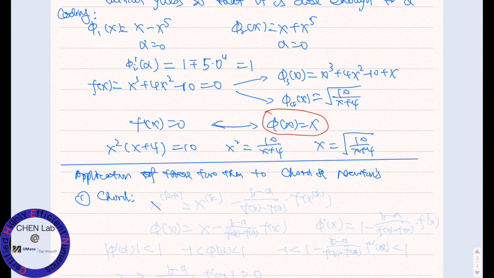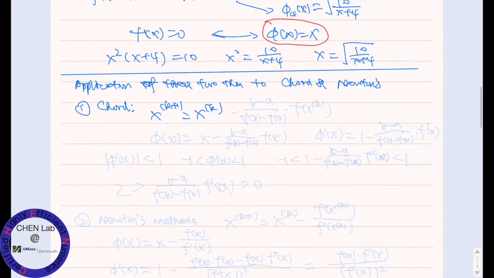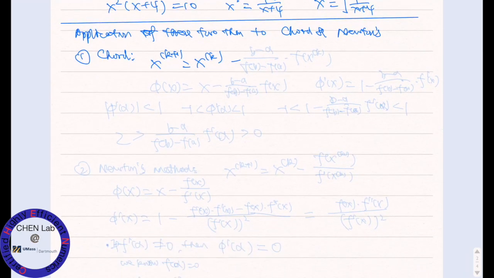for the chord, remember the chord is that x k plus 1 is x k minus f of x k divided by something. We take that something to be the slope of the line connecting the two endpoints. So that's b minus a over f b minus f a times f of x k.